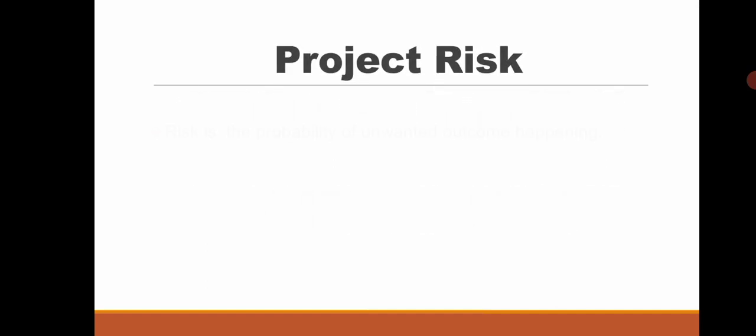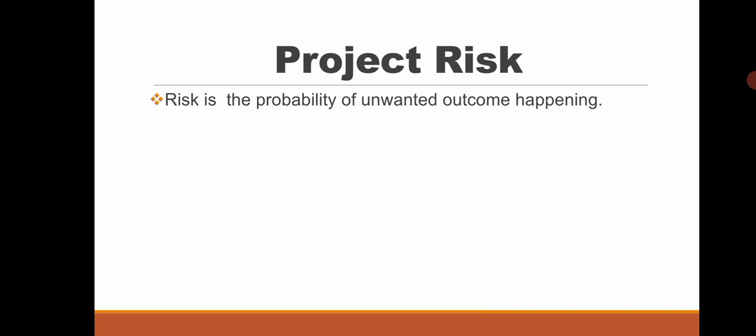So when we talk about risk, what is risk? Risk is the probability of an unwanted outcome happening, the chances or the likelihood that an unpleasant event will occur, or any uncertainty that matters. If there is an uncertainty that doesn't matter to the project, it's not risk. But if it is an uncertainty that matters to the project, that will affect the project, it is a project risk.